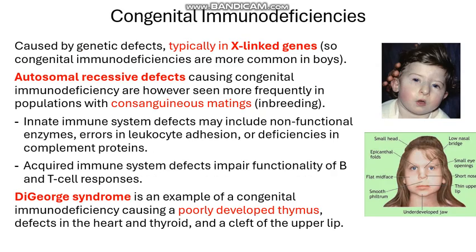So congenital immunodeficiencies first. These are caused by genetic defects, typically found in X-linked genes. So they affect boys more frequently than girls because boys typically only have one version of these genes on their one X chromosome, whereas girls have two X chromosomes, so they're more likely to have the healthy gene on the other chromosome.